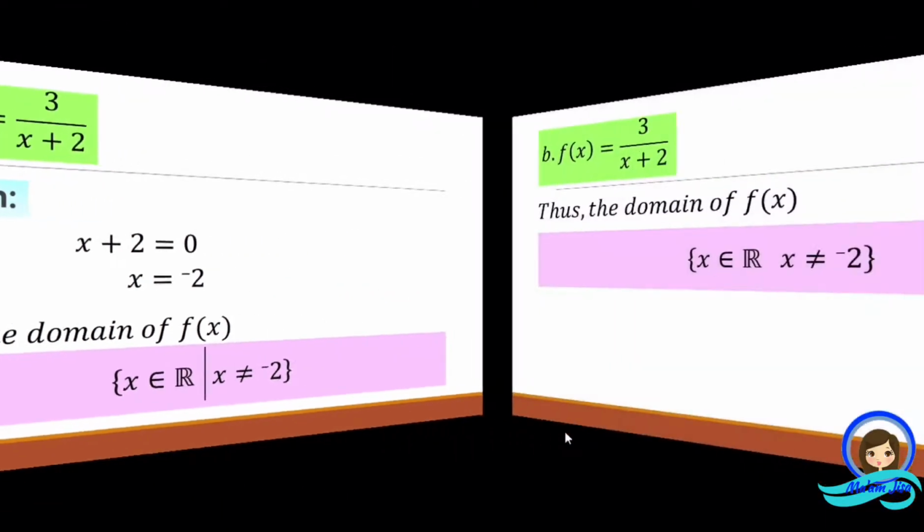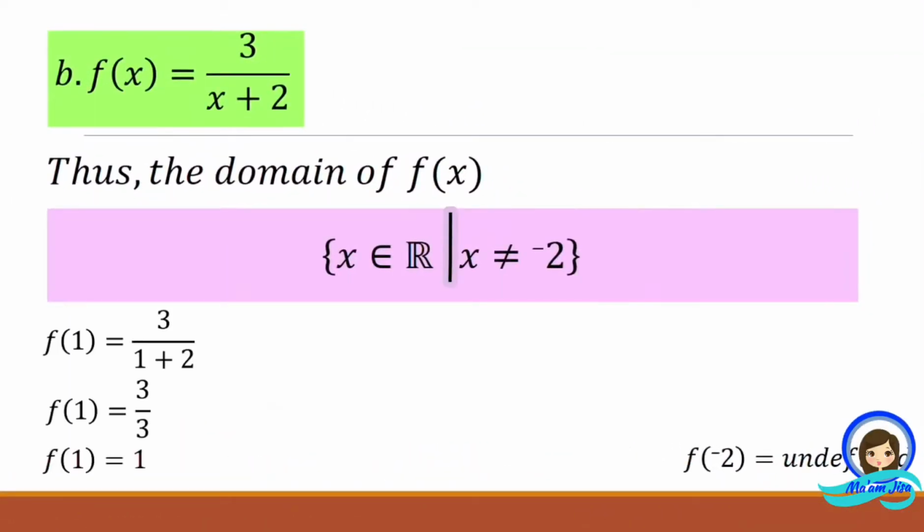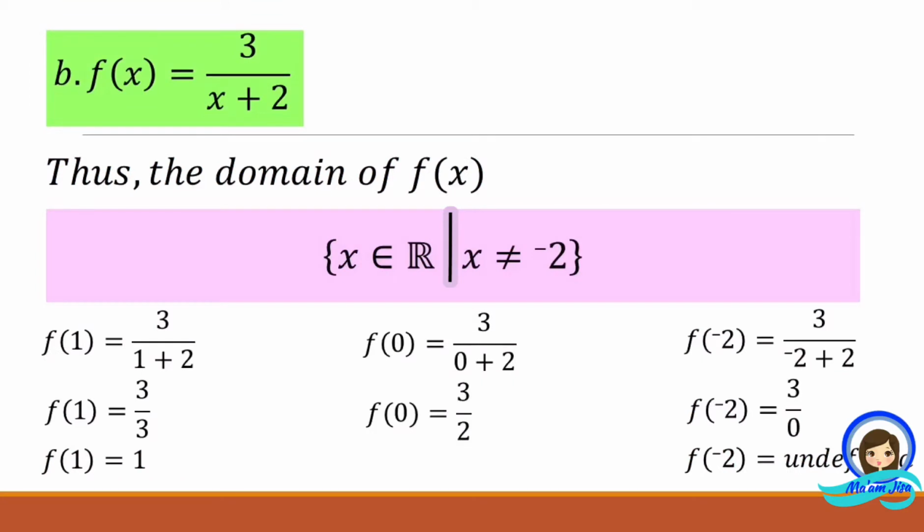So again, let's try to illustrate. When we evaluate the function at 1, the value of the function at 1 is also 1. Evaluating the function at 0 will have a result of 3/2. However, when we try to evaluate the function at -2, the function is undefined. -2 is not part of the domain.